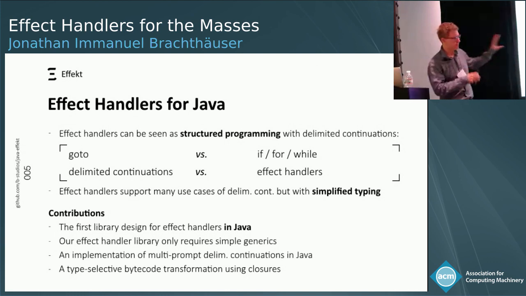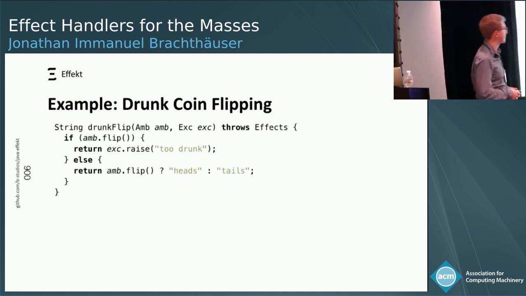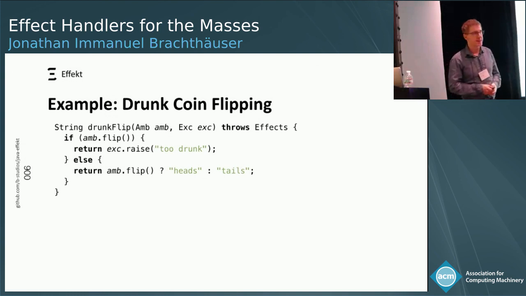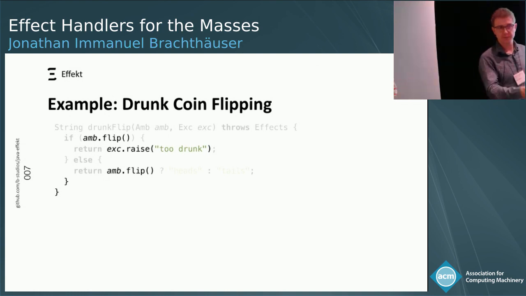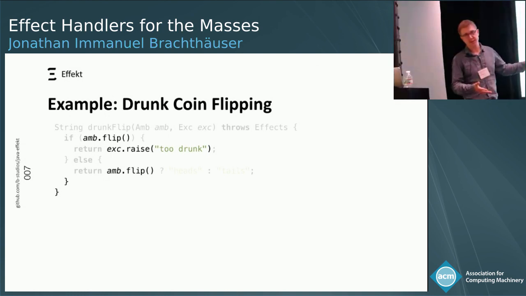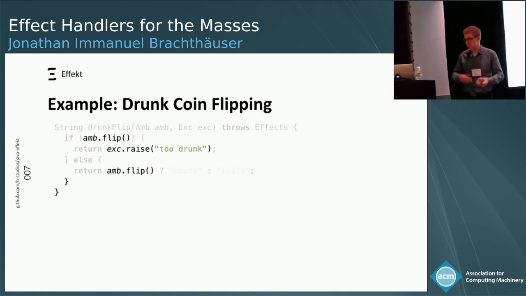So enough of the high-level description. Let's just look at an example. This is a very academic example: a drunk flipping a coin. It's often used in the effect handlers literature. In particular, you see here three different effect operations: two flip operations and one raise operation. We first flip the coin to determine whether we dropped it, and if we dropped it, we raise an exception. If not, we flip it again to see whether it's heads or tails.